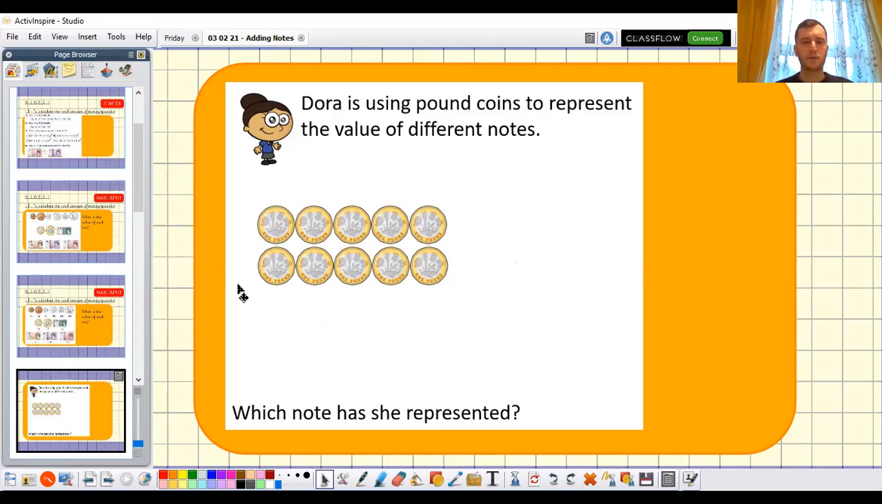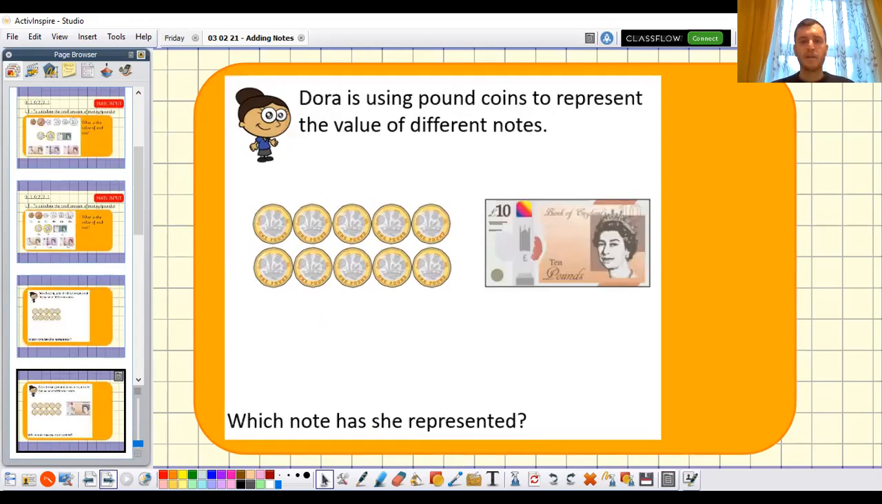She has 10 £1 coins. What note is that the same as? Well done if you said a £10 note. Obviously, 10 £1 coins make £10, which is the same as a £10 note. You could go to a shop and ask them to change the 10 £1 coins into a £10 note, or the other way around. You could ask them to change a £10 note into 10 £1 coins because they are the same.